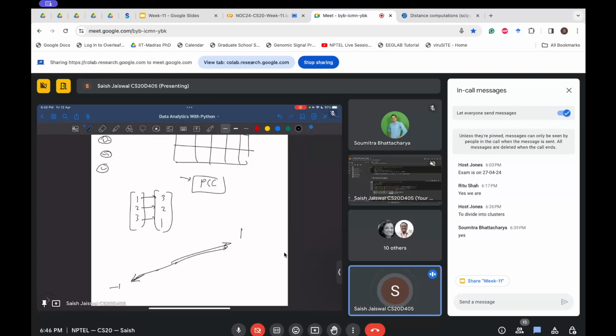And how do you compute dissimilarity then? If you are using the Pearson correlation coefficient as the measure, you can use (1 minus PCC) by 2 as the distance metric. When the two vectors are exactly the same, the PCC will be 1, so (1 minus 1) by 2, and the distance will be 0. And when they are totally in opposite directions, it will be (1 minus -1) by 2, which will be 1. Why was this division by 2 done? To restrict the values between 0 and 1.